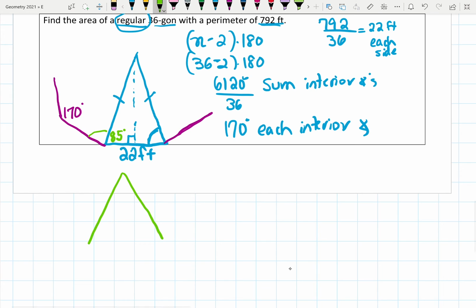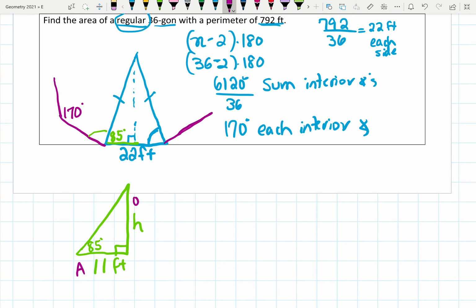So just redrawing it. Actually, let me just redraw the right triangle for which I'm going to apply SOHCAHTOA, or right triangle trigonometry. 11 feet, because the height cuts that 22 in half. 85 degree angle, unknown height. We're looking at a tangent ratio again. Need the length of the opposite, knowing the length of the adjacent. So tangent of 85 degrees is equal to h over 11. By multiplying both sides by 11, it will allow me to solve for the height.